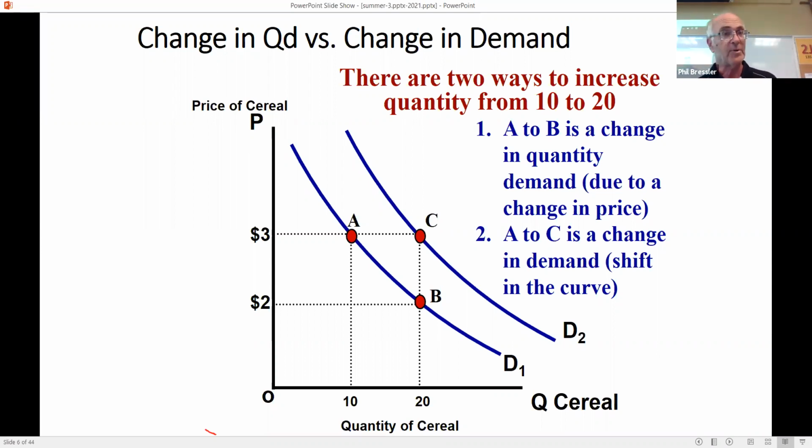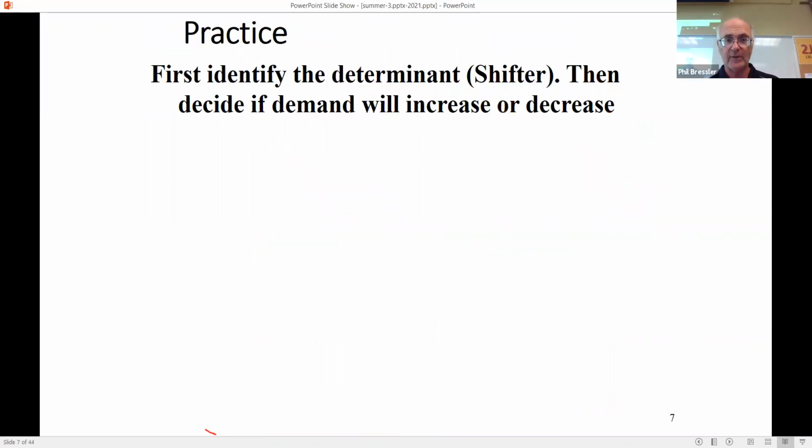Okay, so when we say a change in demand, it has to be caused by one of the 5 shifters, and the curve has to shift.